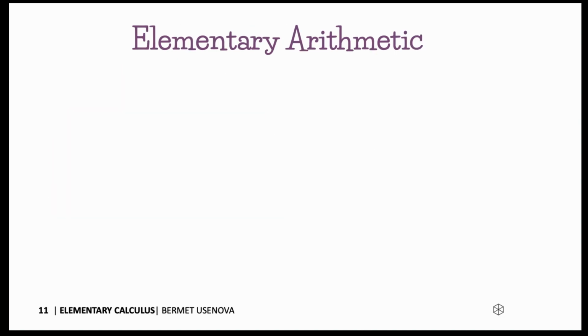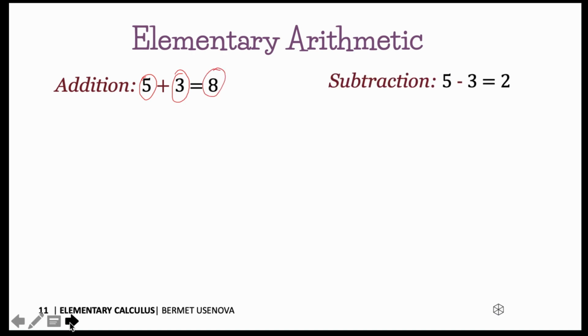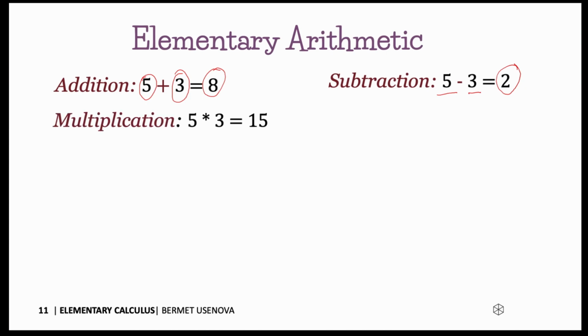So now we are familiar with numbers, we can have a look at the basic operations we can perform with them. Basic operations of elementary arithmetic include addition, where summands result in a sum; subtraction, where minuend minus subtrahend equals the difference; multiplication, where factors result in a product; and finally division, where dividend divided by divisor equals the quotient.